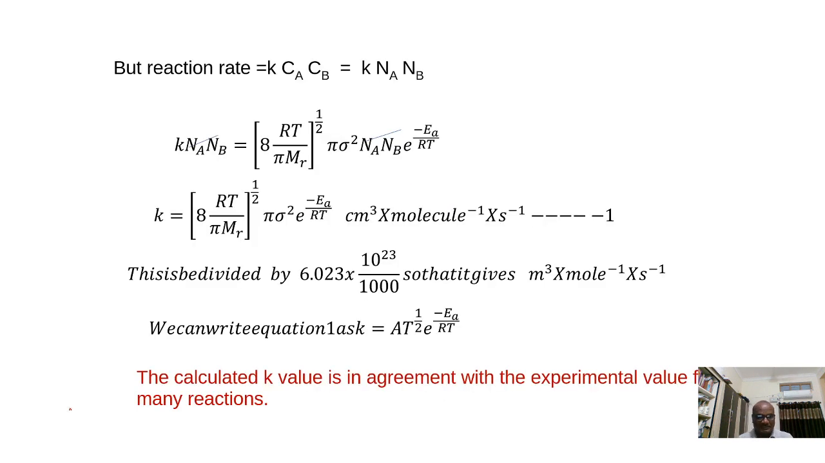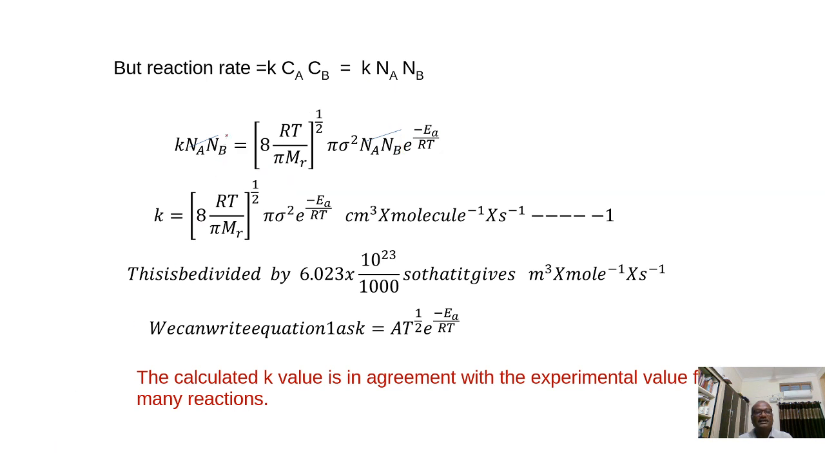But what is the reaction rate? It is directly proportional to the concentration of reactants. That's why the reaction rate is equal to k times the concentration of A times the concentration of B, where Ca and Cb are the concentrations of A and B respectively. Or we write it as k times the number of molecules of A and B present in 1 liter. So the reaction rate k NA NB is equal to ZAB into f.